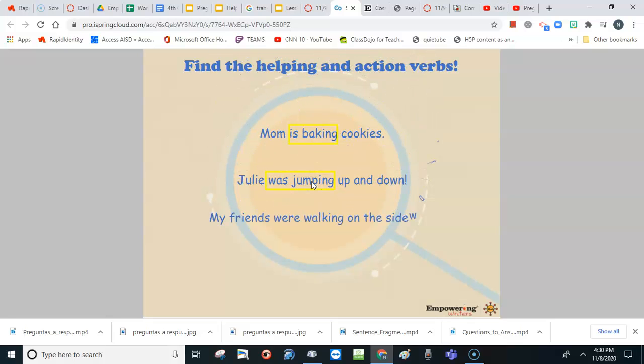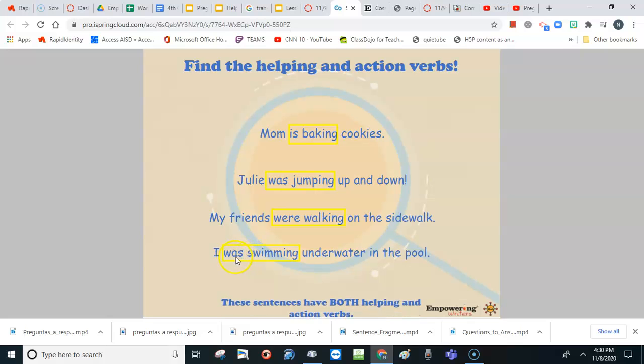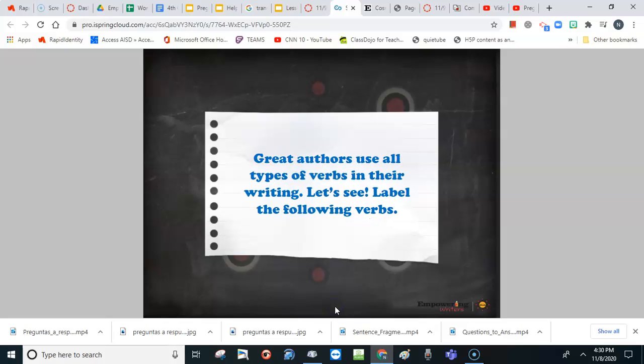My friends were walking on the sidewalk. What's the helping and the action verbs? Were is the helping. Walking is the action verb. Were walking go together. I was swimming underwater in the pool. What's the helping and the action verbs? Was is the helping verb. Swimming is the action verb. These sentences have both helping and action verbs. Great authors use all types of verbs in their writing.